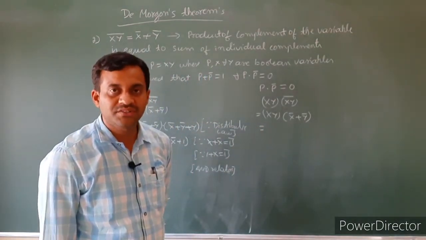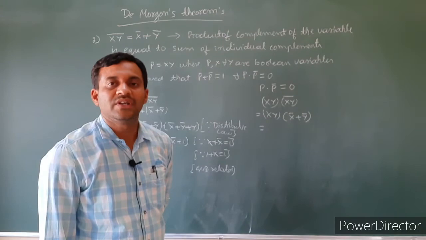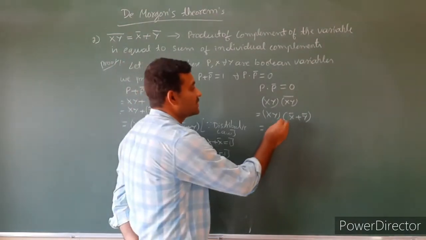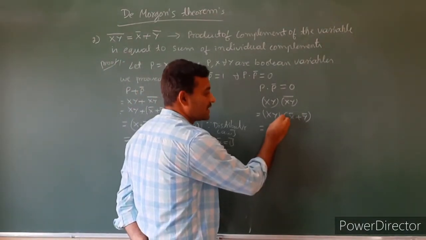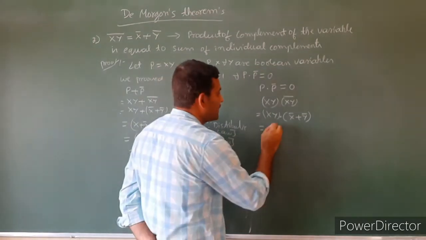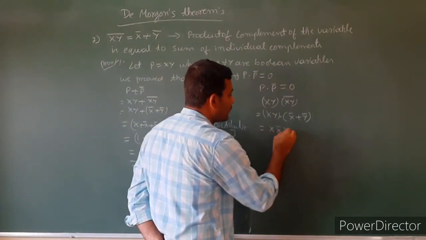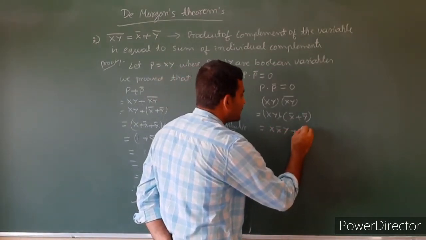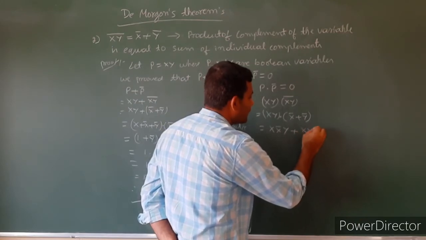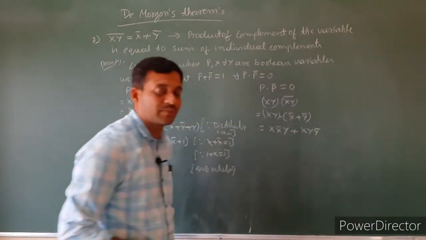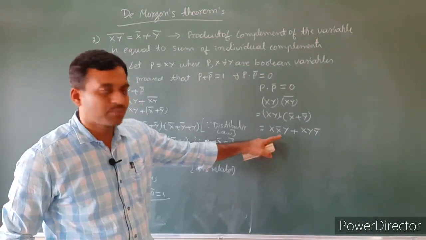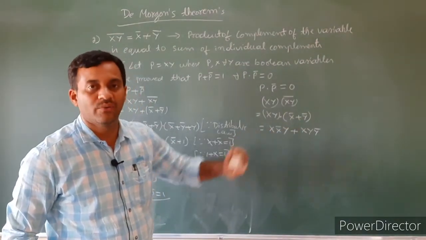Product of n complements is equal to the sum of individual complements. Just multiply the terms, because here it is a multiplication. That is x bar y as one term, then the second one is y bar. After multiplication we get x bar y plus y bar.